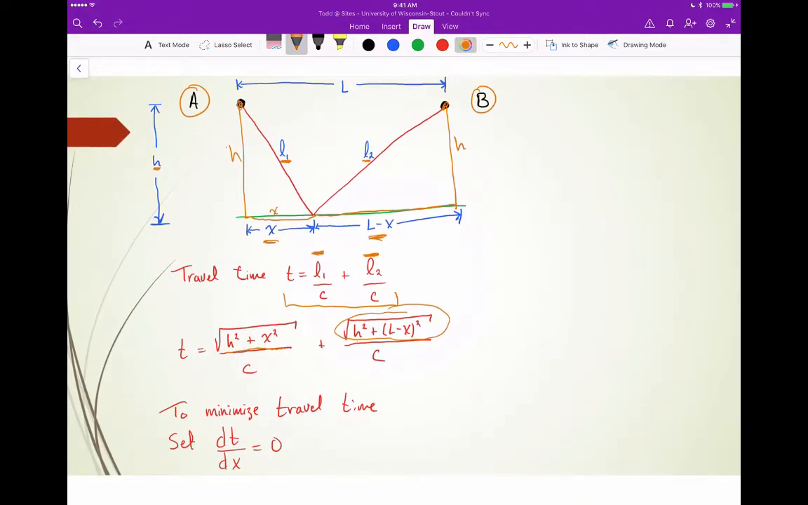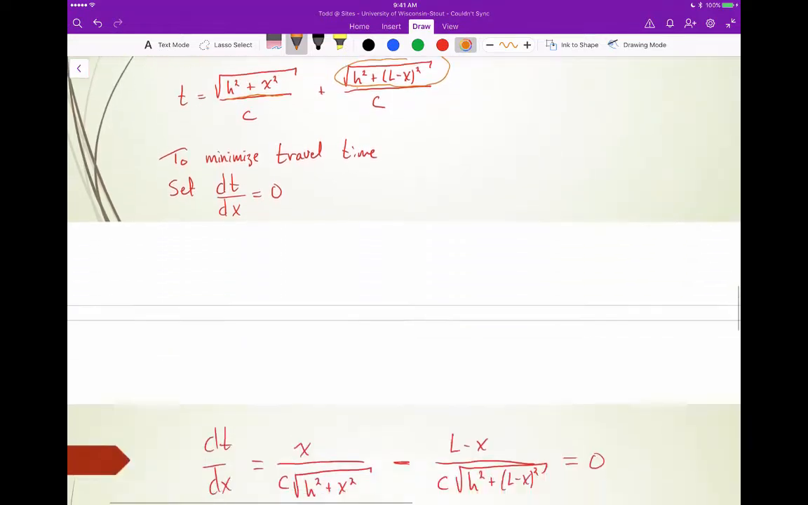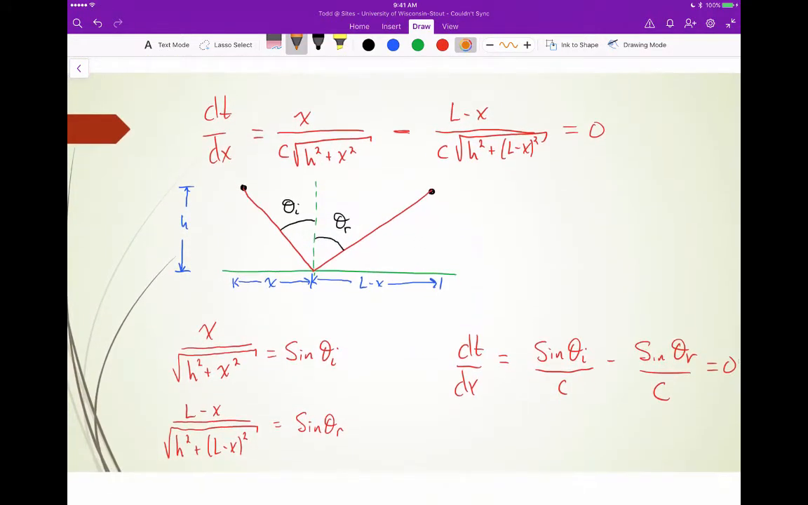So the next thing I need to do is minimize the travel time with respect to the possible paths. And so I'm going to take the derivative of that travel time t with respect to this variable x. In other words, we're going to consider all possible values of x that might yield a possible path between those 2 points. And so we calculate that derivative right here and set that equal to 0.